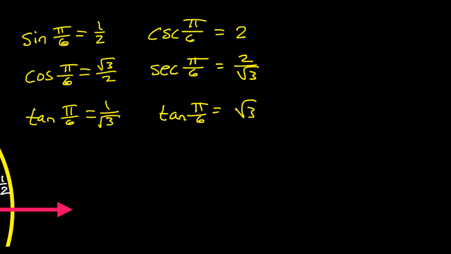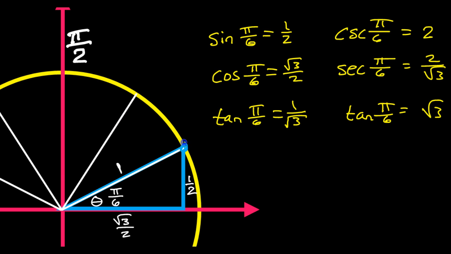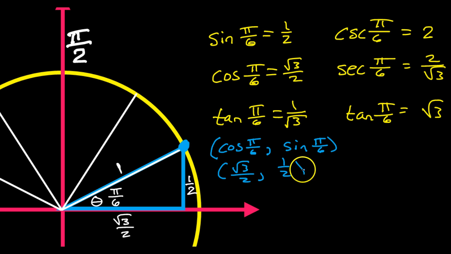All right? By the way, if we ever needed the coordinates of this point right here, again, please remember that the coordinates are going to be cosine, comma, sine. So this would be cosine pi over 6, comma, sine of pi over 6. Okay, so the coordinates of this point are radical 3 over 2, comma, 1/2. All right, that's good to know.